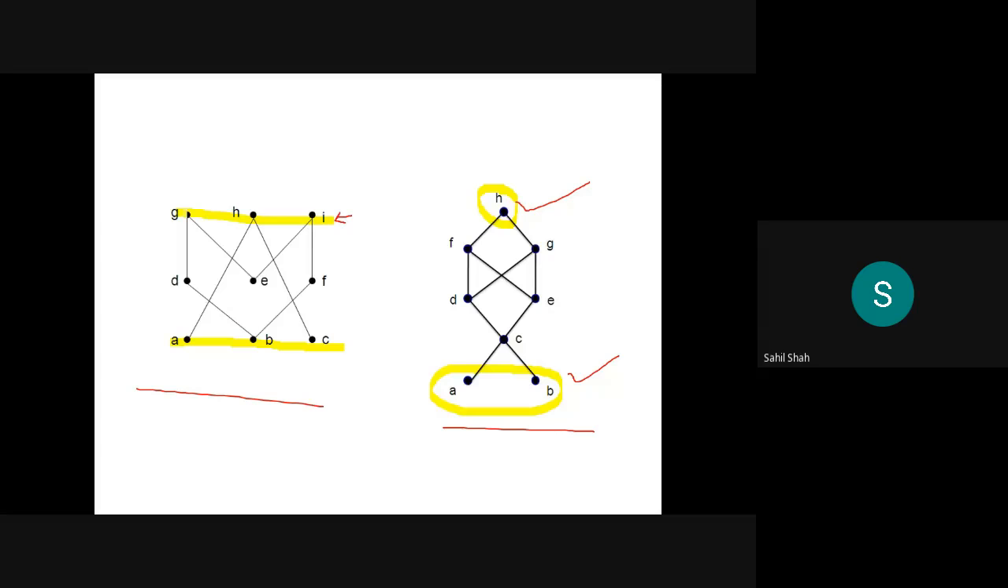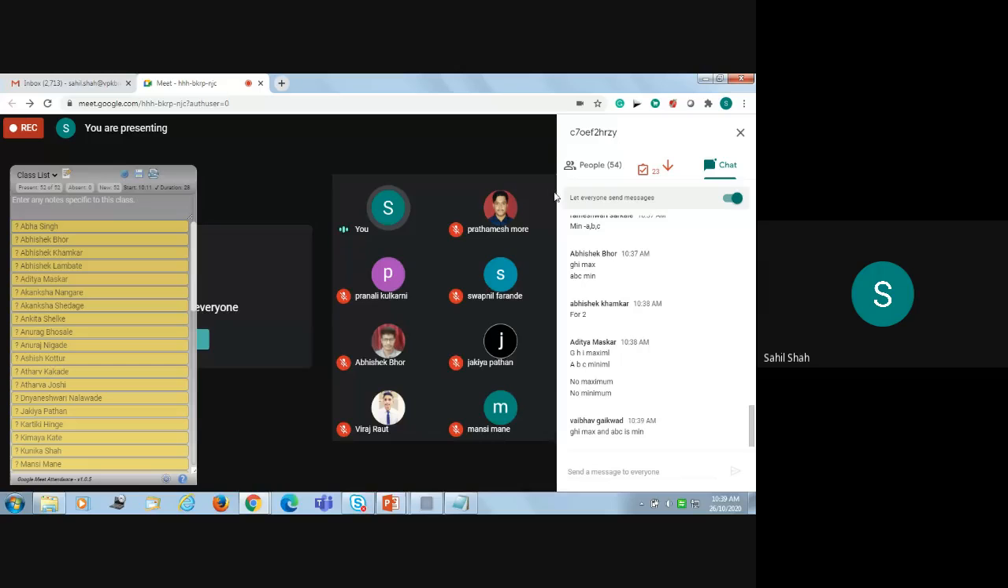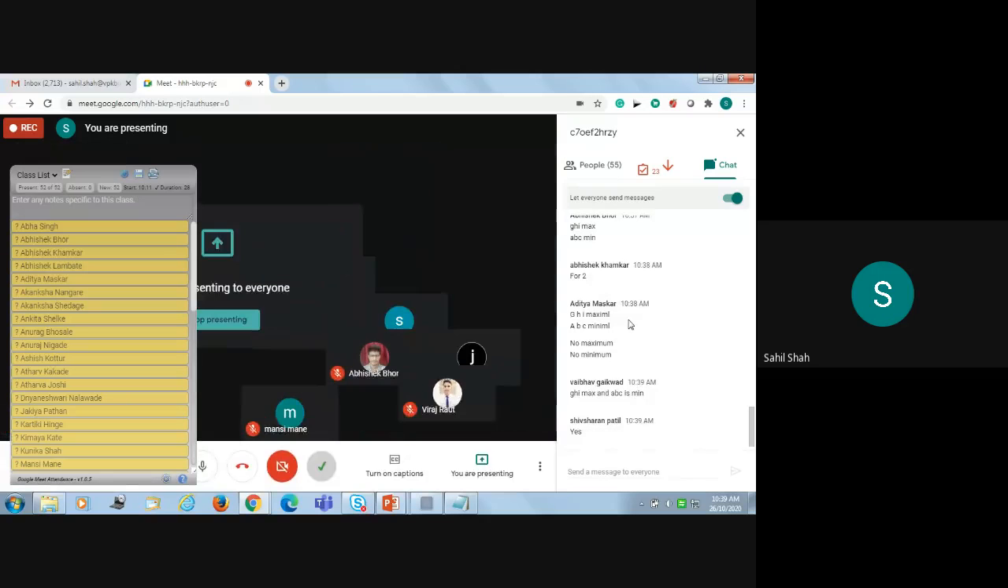If you have multiple maximal elements and minimal elements, you are not able to identify any unique element which will be minimum or maximum. But for this case, you could observe H is the only maximal element, so it will be the maximum element as well. Correct. Am I clear? Okay, fine.